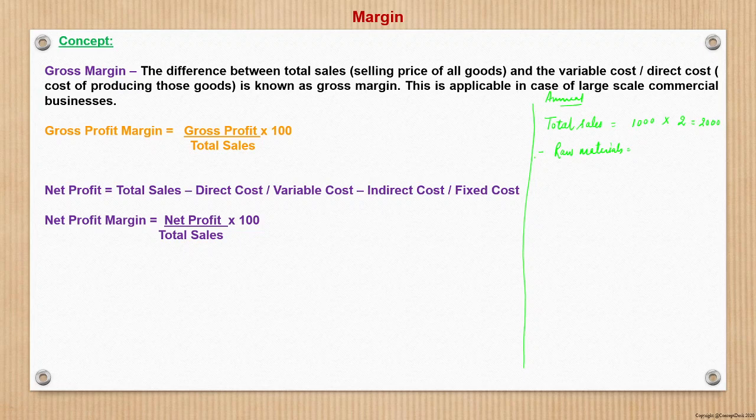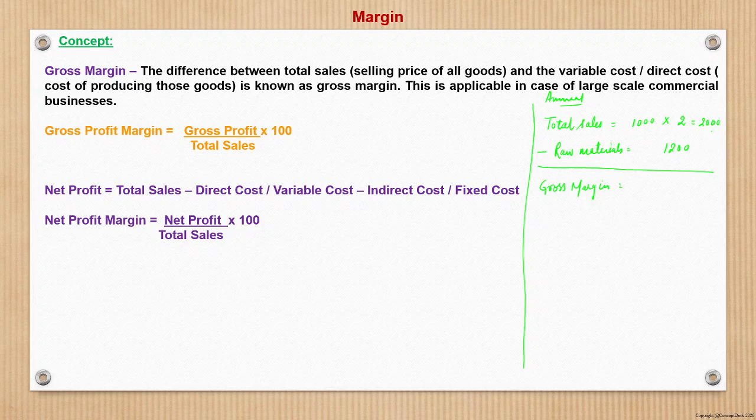So therefore we can say that raw material is nothing but a direct cost or a variable cost, which means that variable varies with the number of units being manufactured, right? And direct because that is directly indicating the total number of units manufactured, right? So suppose here the total is say 1200 rupees, right? So this is a minus because that is an expense which the firm has incurred. So this difference is known as gross margin.